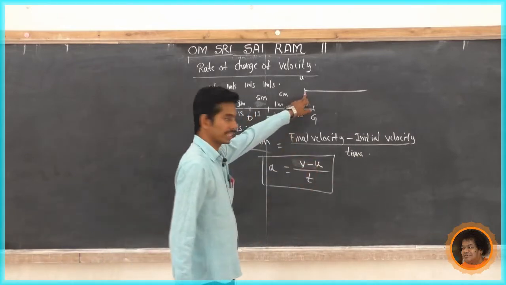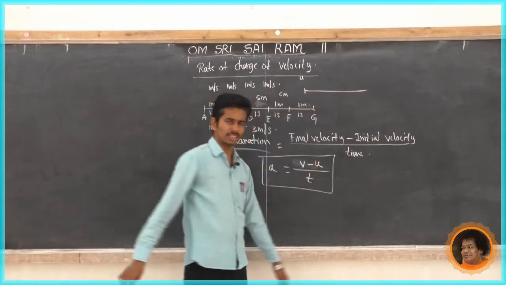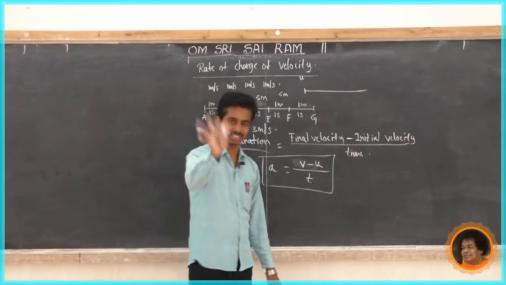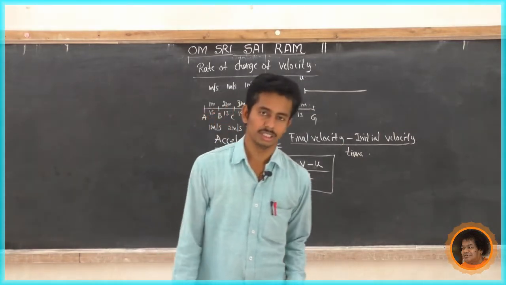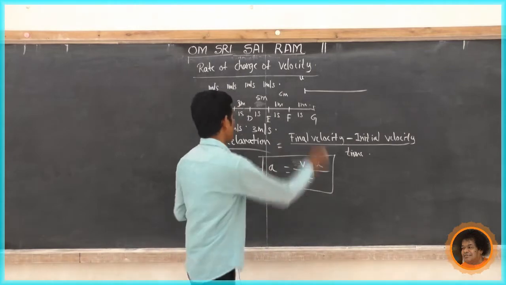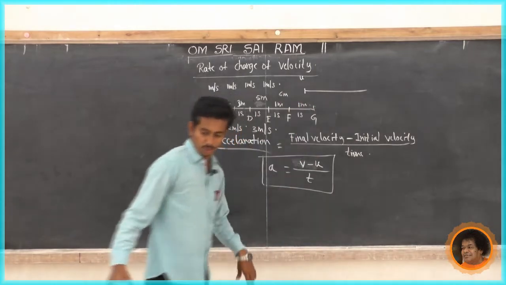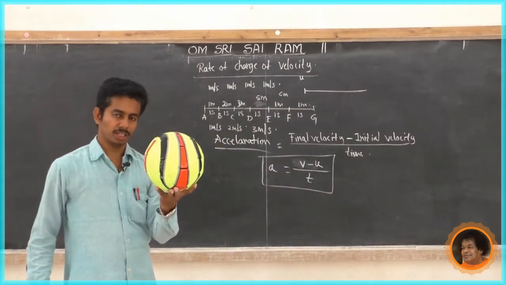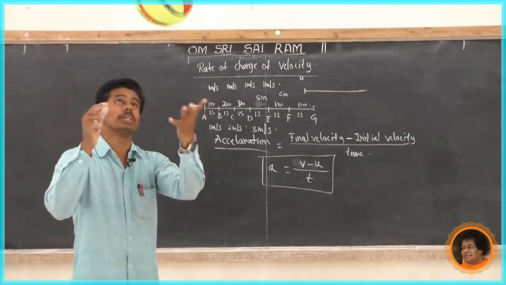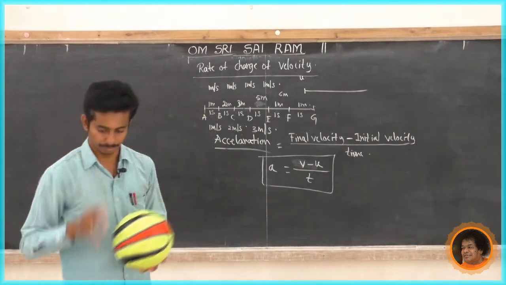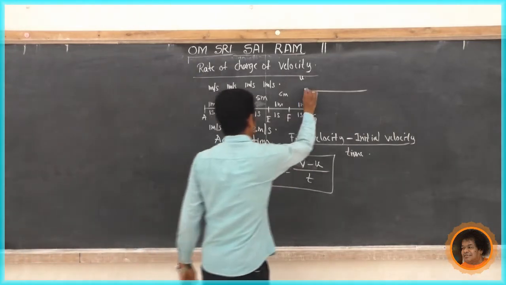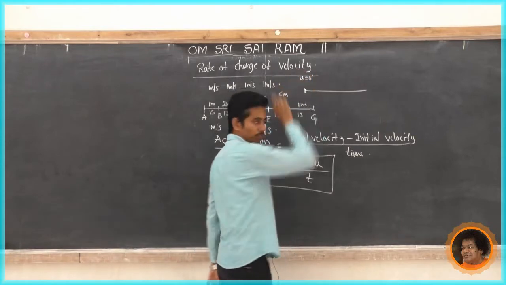Now, there is an example. An object starts the journey from rest. What is rest? Its velocity is 0. Now it is at rest. When moving, its velocity changes with time. So it starts the journey from rest, so u equals 0.